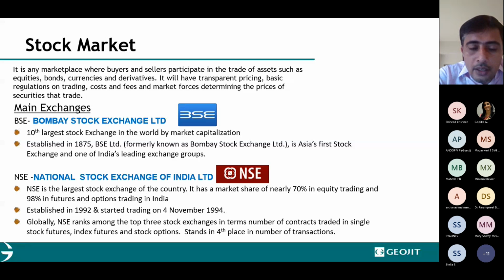Globally, NSE is among the top 3 stock exchanges in terms of volumes, because we have good derivative markets, the F&O market, and the intraday markets are also there. Due to that, the volumes are high, and we are almost in the top 5 when we talk about NSE.